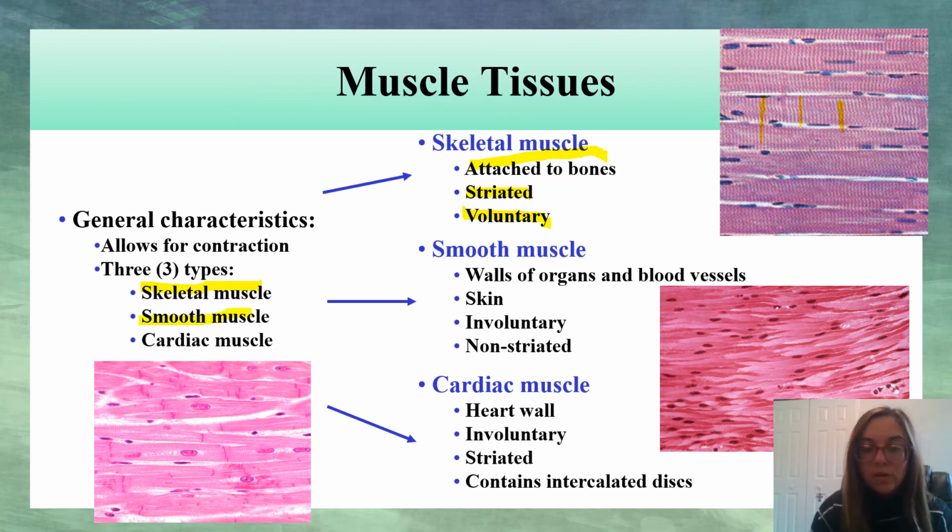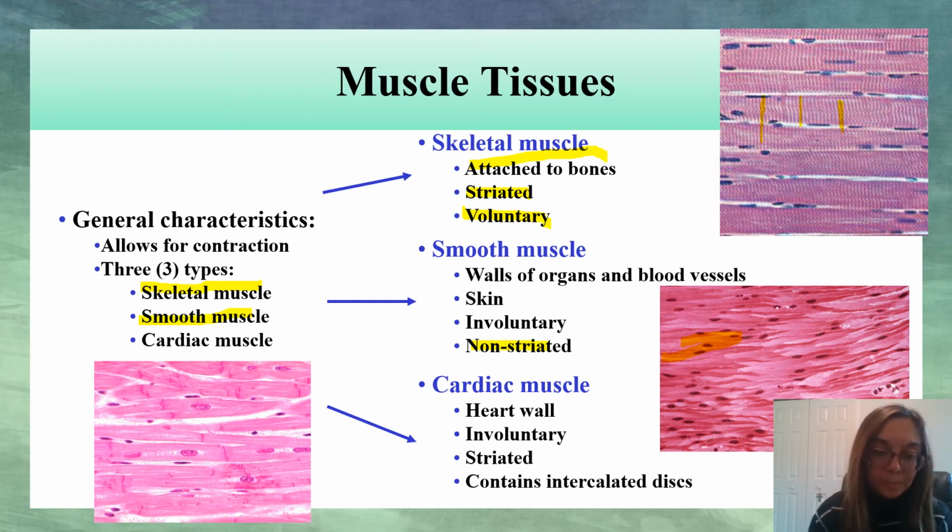And then smooth muscle. Smooth muscle is found in walls of organs and blood vessels. So for example, your esophagus is smooth muscle. It's also found under the skin, and this muscle is involuntary. So you don't think about contracting this muscle, you don't think about contracting the esophagus to try to move food down to the stomach. It is non-striated, so we don't see any lines in it. You can see this looks pretty, well, smooth. Of course, it doesn't have striations.